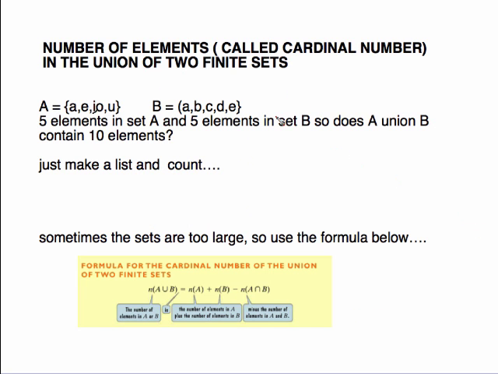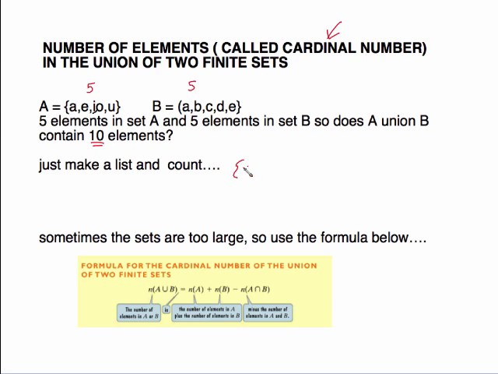The next part is to find the number of elements in the union of two finite sets. Remember, the number of elements is called the cardinal number. So we want to find the number of elements in the union of these two sets. We know union means throw it all together. So the union of set A and B, you might think, hey, there's 5 elements in A, there's 5 elements in B, so it makes sense that the union of those two sets would be 10. Is that right? Well, let's make a list and count them and see if that is right.